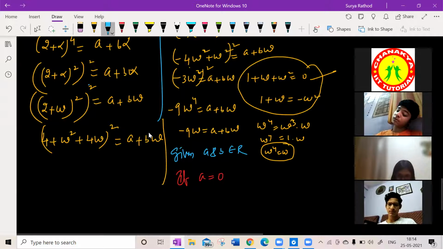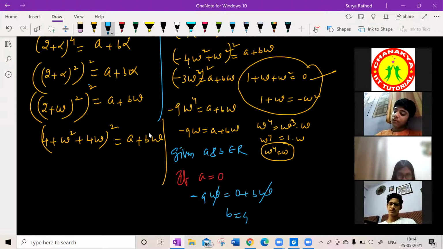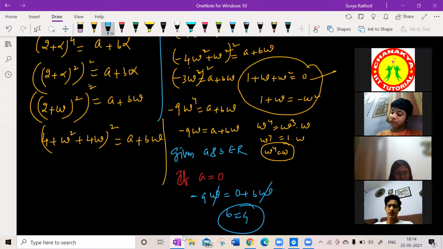Let us write. So a is equal to 0 means substitute: minus 9 omega is equal to 0 plus b omega. So omega will get cancelled. B is equal to 9 I got. Isn't it? Any doubt? No, sir.